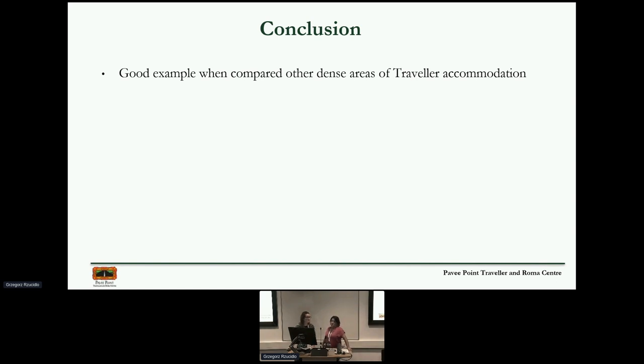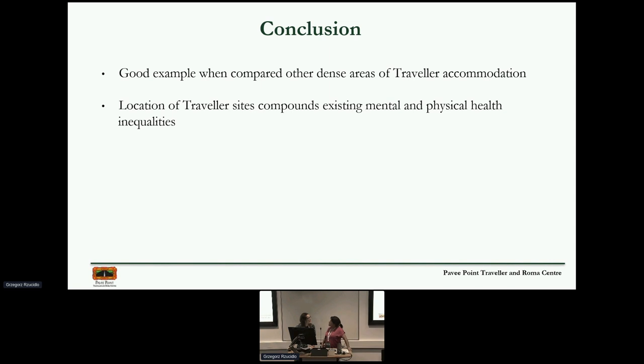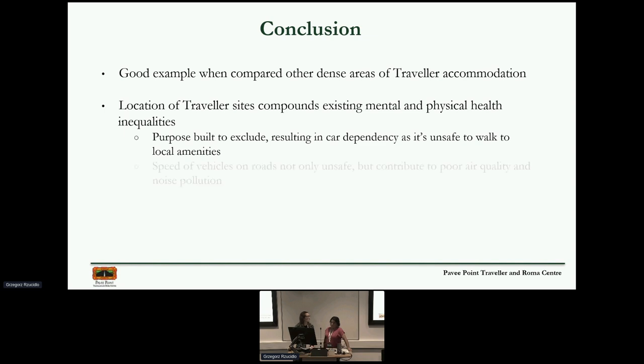There's a lot more issues to contend with. And just to reiterate, the location of traveller sites often compounds existing mental and physical health inequalities that travellers are well documented to experience. They can be purpose-built to exclude, resulting in car dependency and making it essentially unsafe to walk to local amenities.